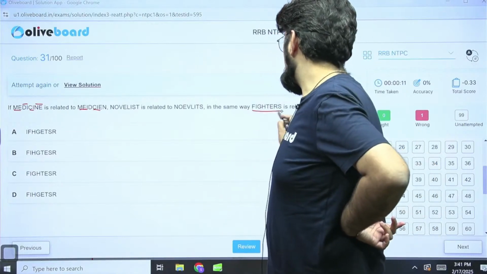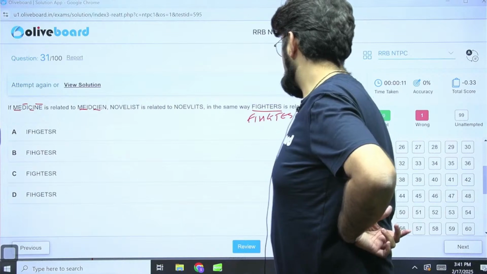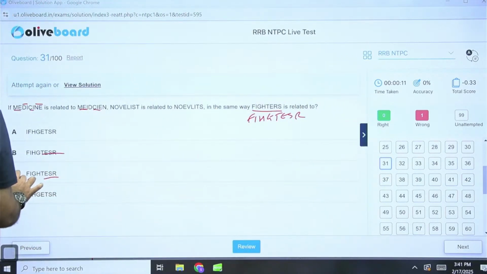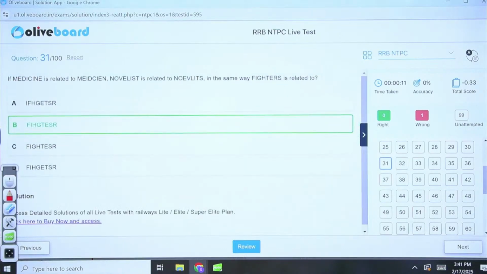So they're asking you fighters, so we'll have FIHG TESR, and this TESR is in these two cases, and FIHG, option B becomes your correct answer. Simple observation is going to give you quick correct answers, guys.